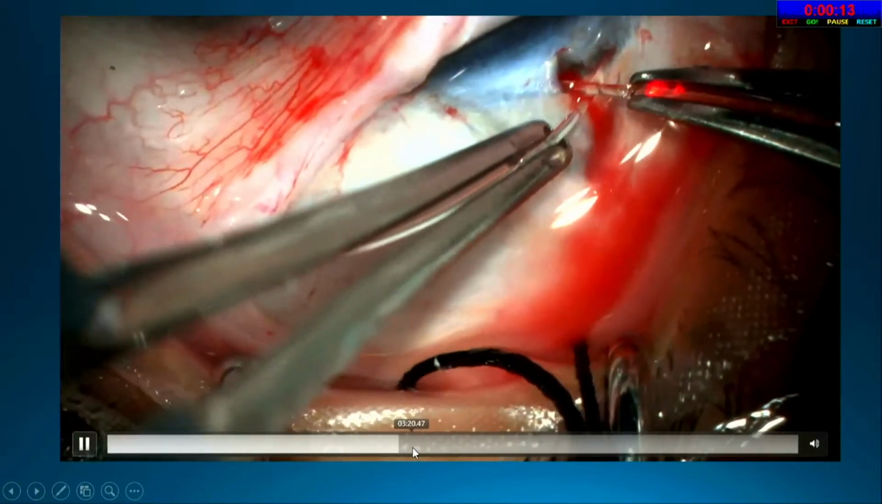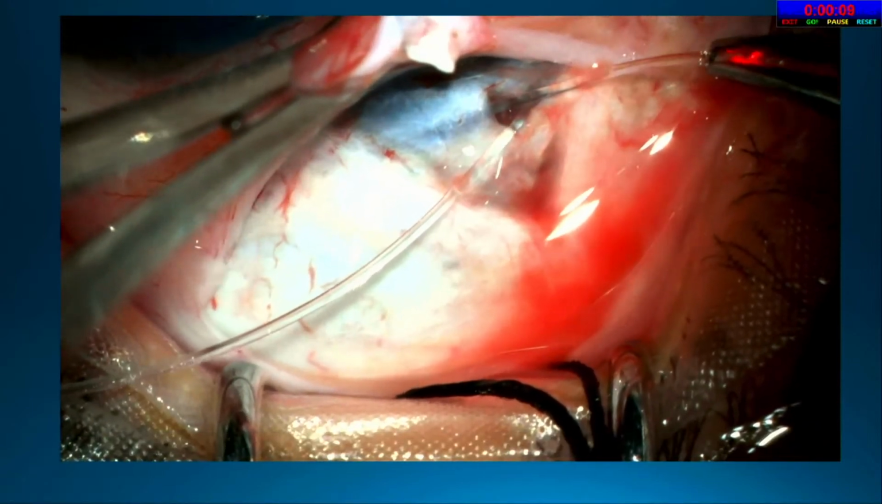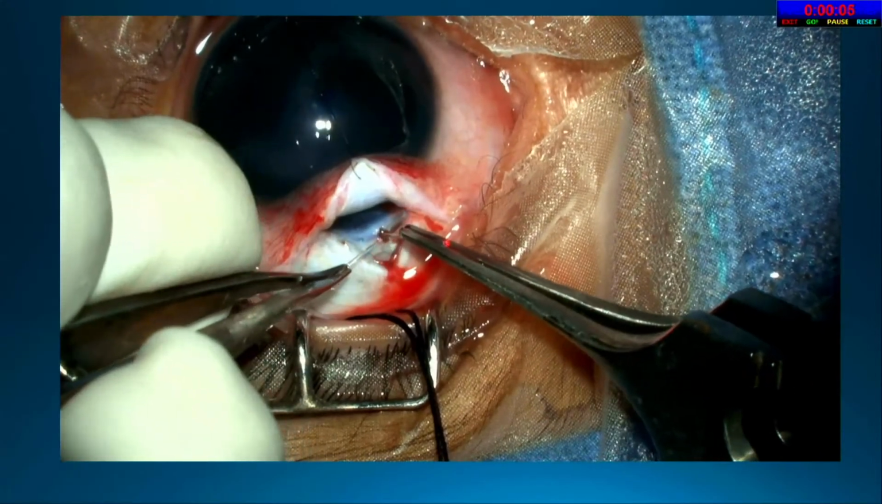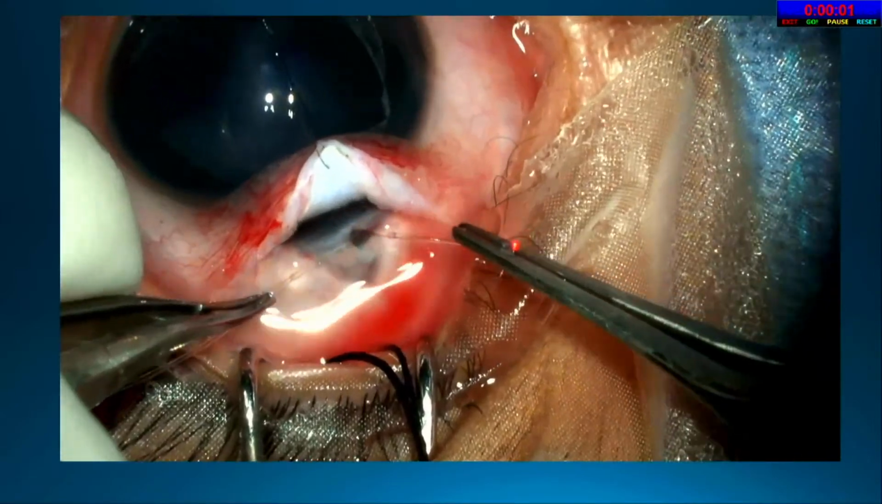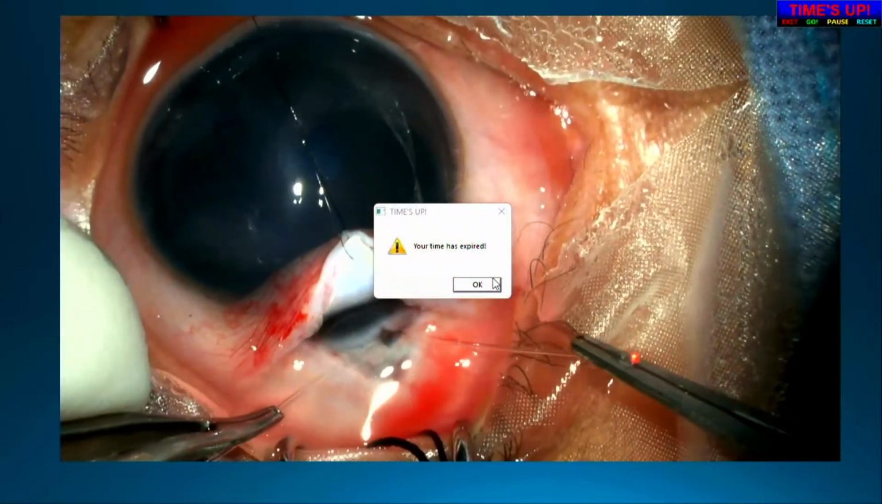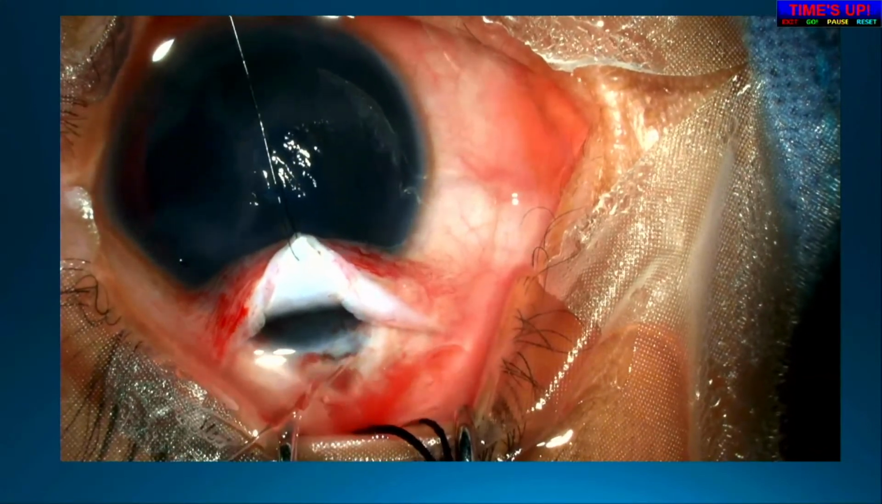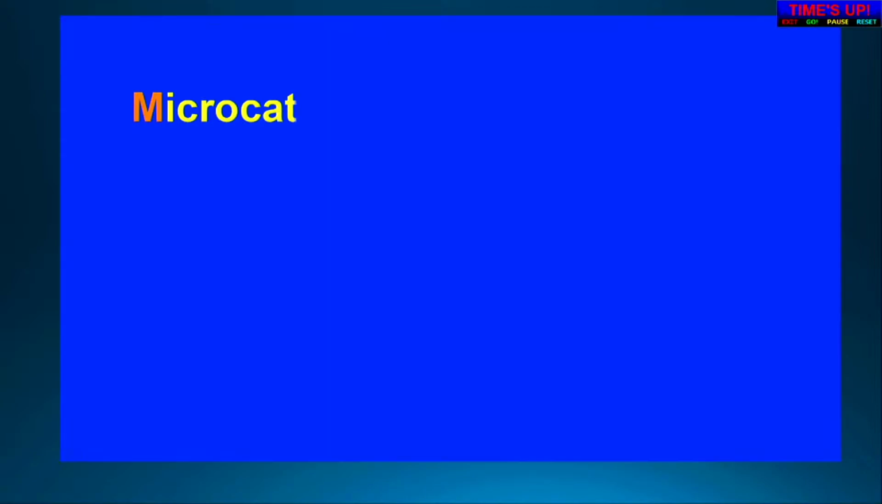When it emerged from the distal end of the canal, it was pulled out a little bit. Both the exposed ends of the catheter were pulled in opposite directions using a tangential force like a purse string. This is followed by a conventional trabeculectomy as usual. Thank you.